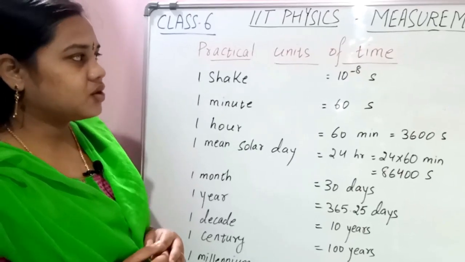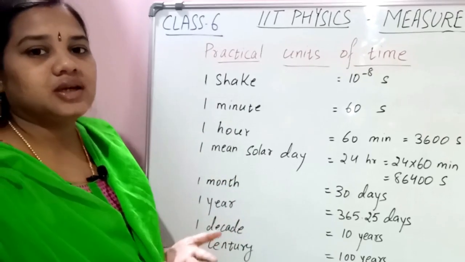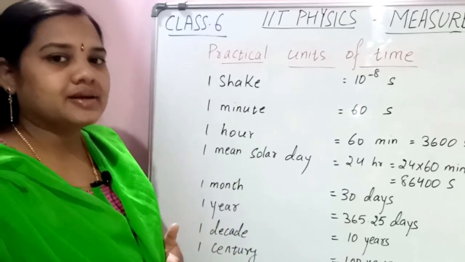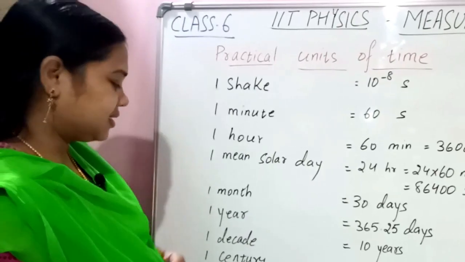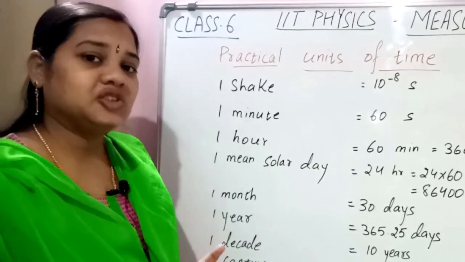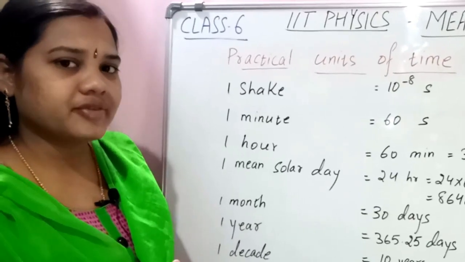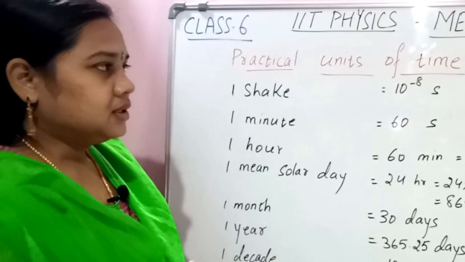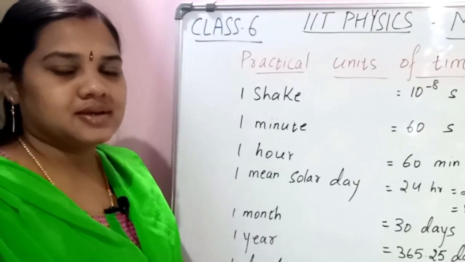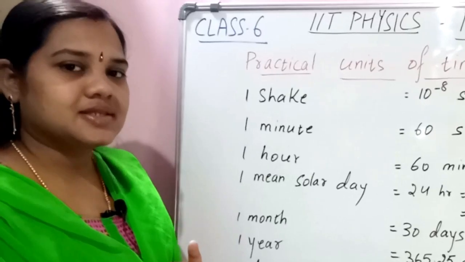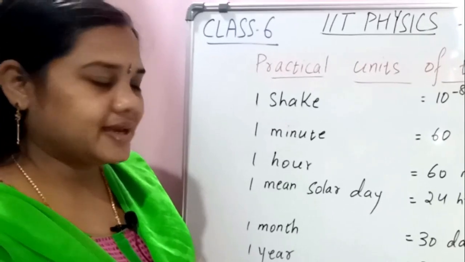Now, except the second, what are the other units we are using as practical units of time? These are hour, minute, then year, decade, century, millennium. These are all the other practical units of time. Now we will see this. 1 hour is equal to 60 minutes, and 1 minute is equal to 60 seconds.